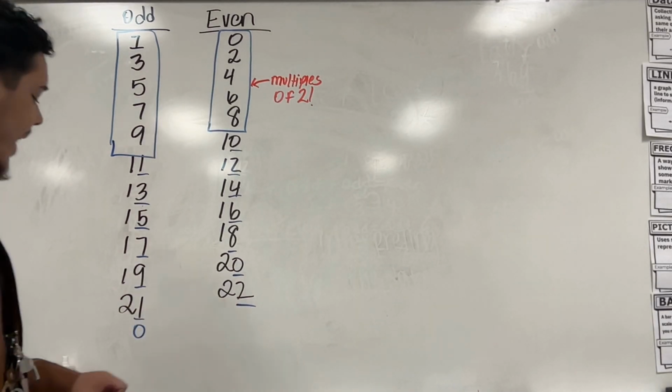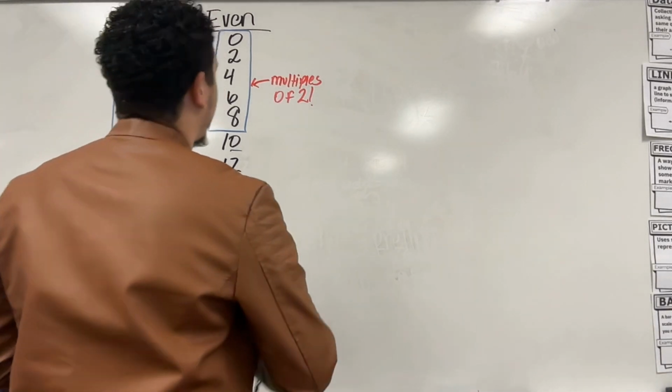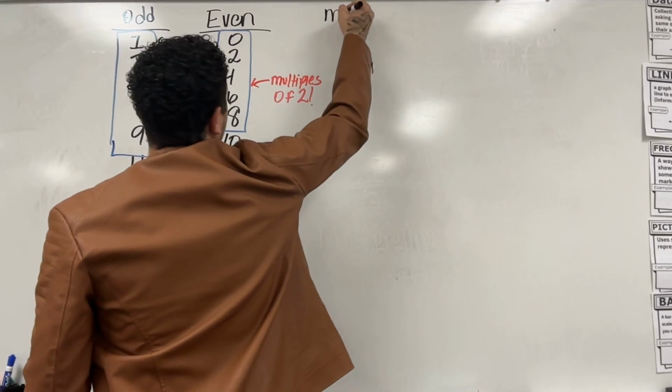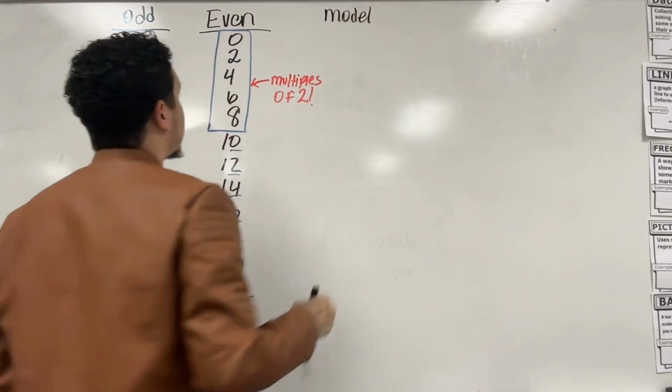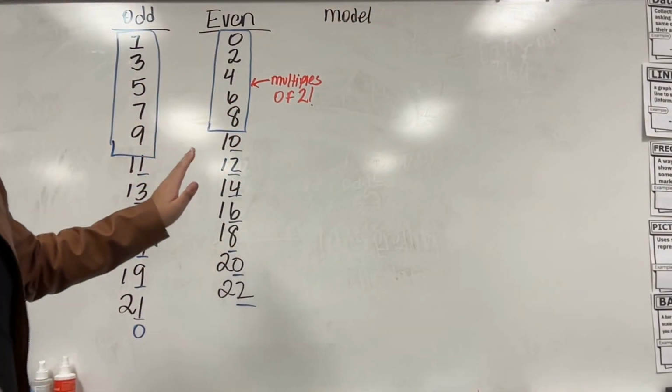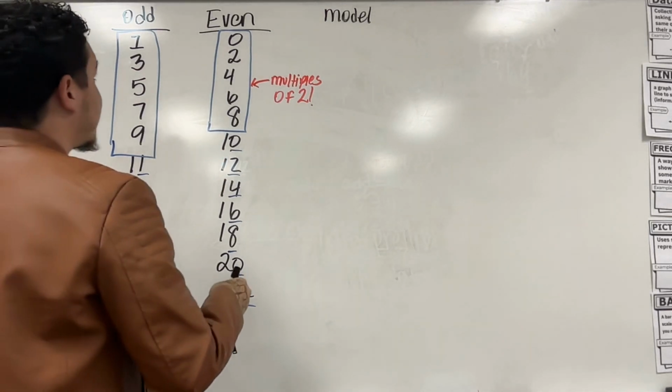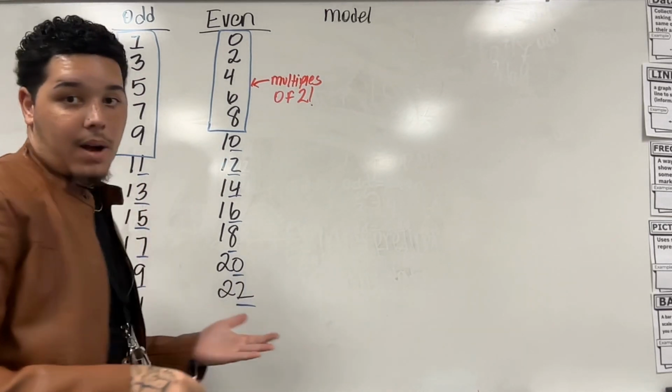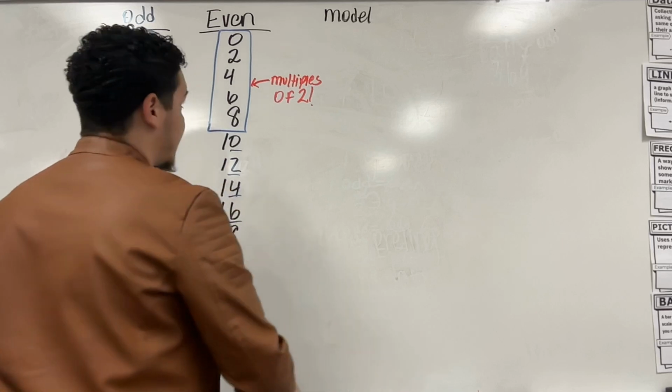Now, the way I want to model this for you, I'm just going to give you a little model. So I'm going to model an even number here. If I was to model an even number, or I would say an odd number rather, if I was to model an odd number, that would look somewhat similar to this here.